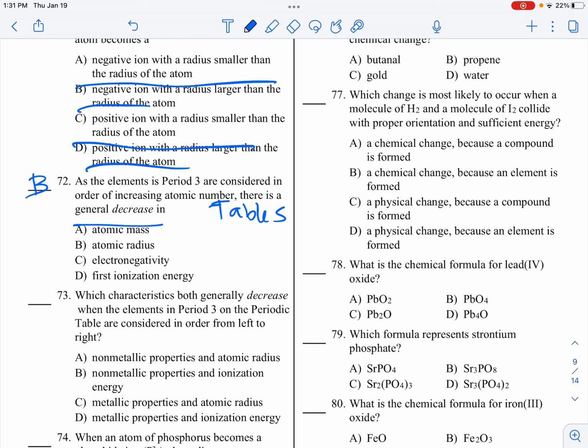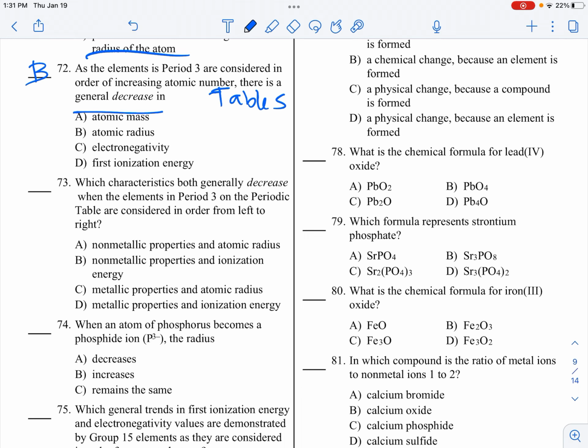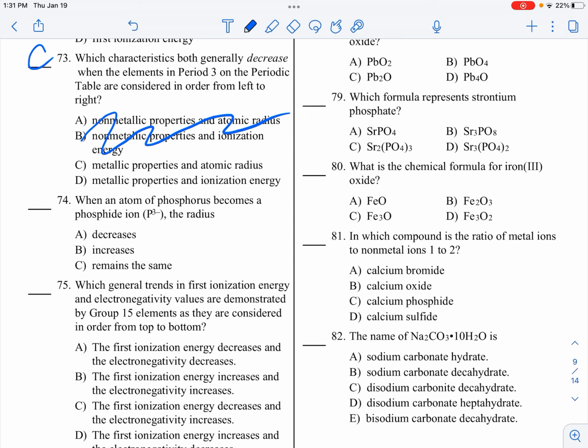So which characteristics decrease when you're going across period 3? Decreasing non-metallic properties? No, we're becoming more like nonmetals. So metallic properties decrease, atomic radius decreases. Go ahead and look it up, table S. When an atom of phosphorus becomes phosphide, that means a gain of 3 electrons, negative 3, which means our radius is going to increase. We're going to get bigger to accommodate those extra electrons.